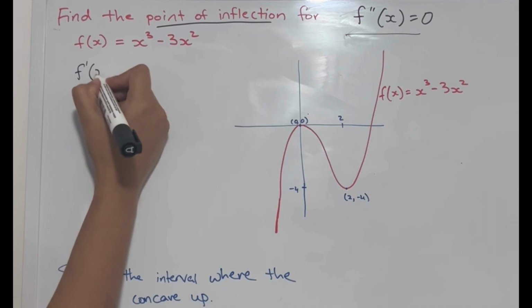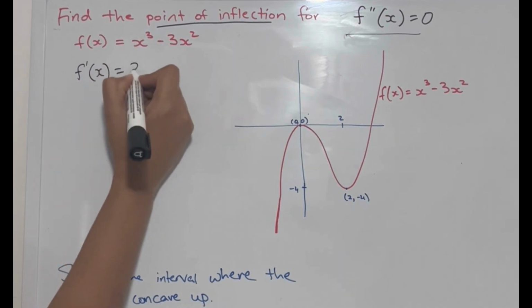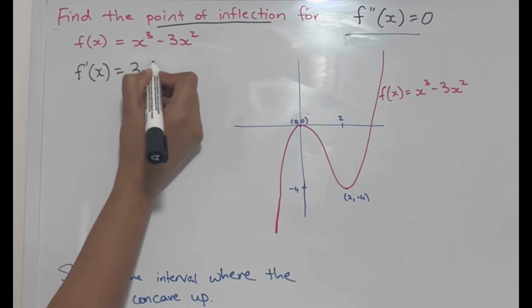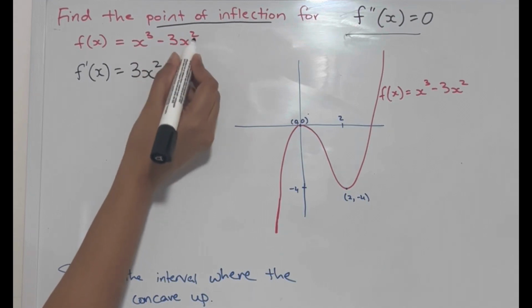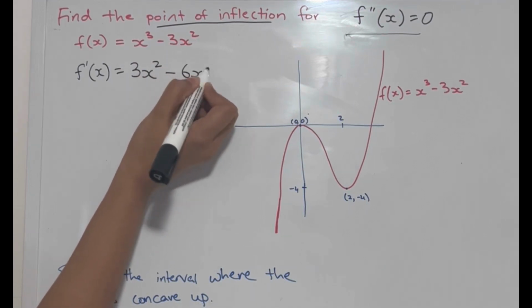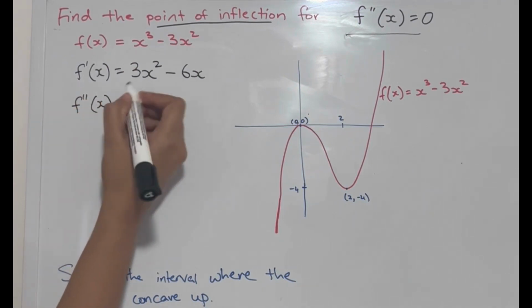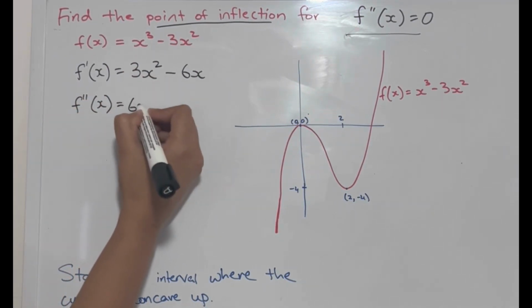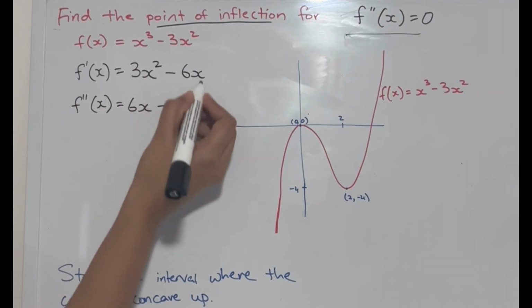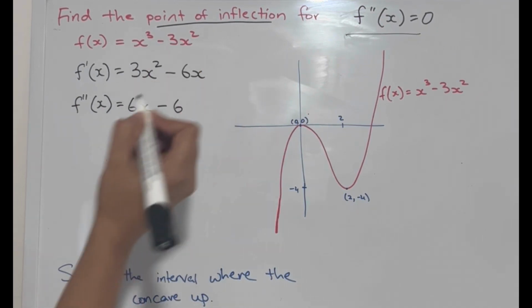So if you do the first derivative, we're going to get 3x to the power of 3 minus 1, which is 2, minus 3 times 2, which is 6, x to the power of 1. And the second derivative is going to be 3 times 2, which is 6, x to the power of 1, minus 6x will derive just to 6.